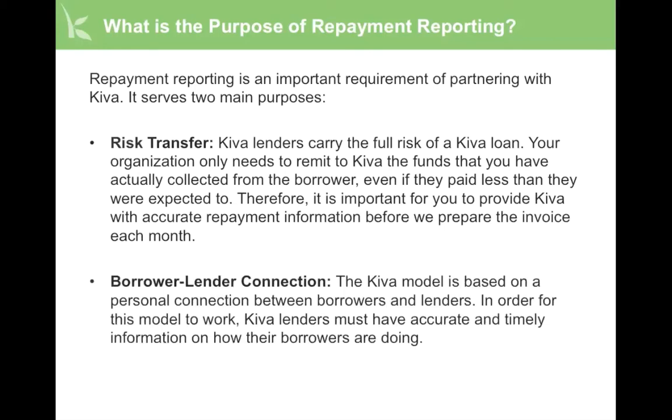Second is the borrower-lender connection. The Kiva model is based on a personal connection between borrowers and lenders. In order for this model to work, Kiva lenders must have accurate and timely information on how their borrowers are doing.